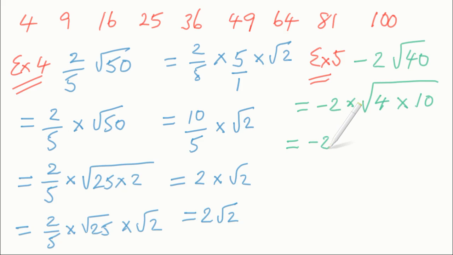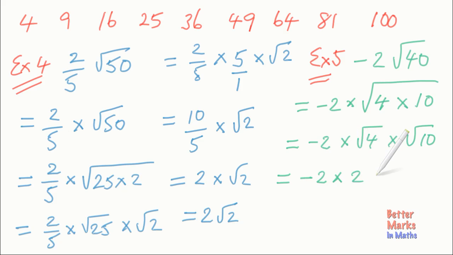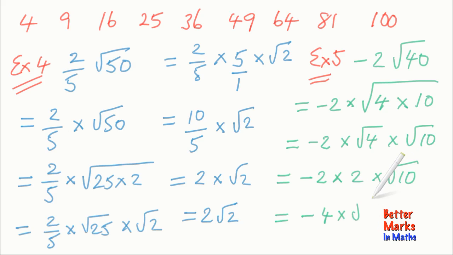So minus 2 times, and then separate the surds, all the numbers under the square root sign. And then the square root of 4 is 2, so the next step is minus 2 times 2 times the square root of 10. And then minus 2 times 2 is minus 4, and minus 4 times root 10, which you would then write as minus 4 root 10, and that's that one done.